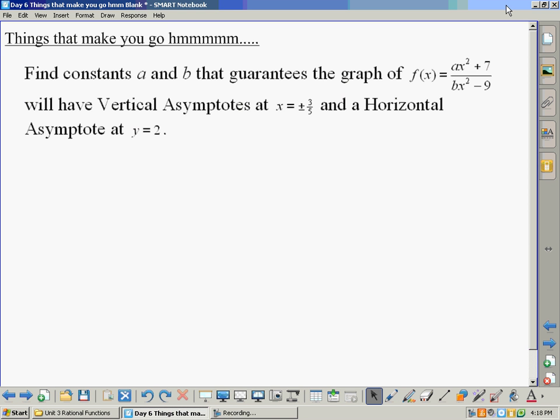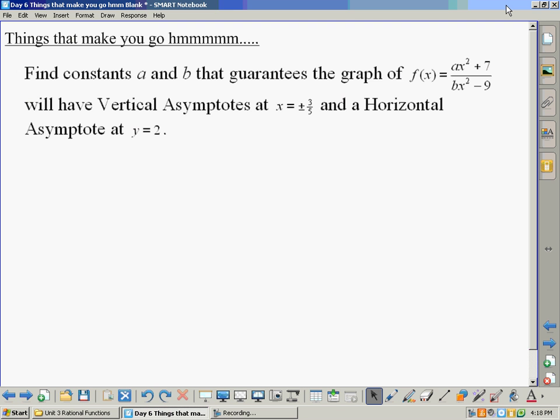The first question says: find constants a and b that guarantee the graph of f of x equals (ax squared plus 7) over (bx squared minus 9) will have vertical asymptotes at x equals plus or minus 3 over 5. That means there are two vertical asymptotes at positive 3 over 5 and negative 3 over 5, and a horizontal asymptote at y equals 2.